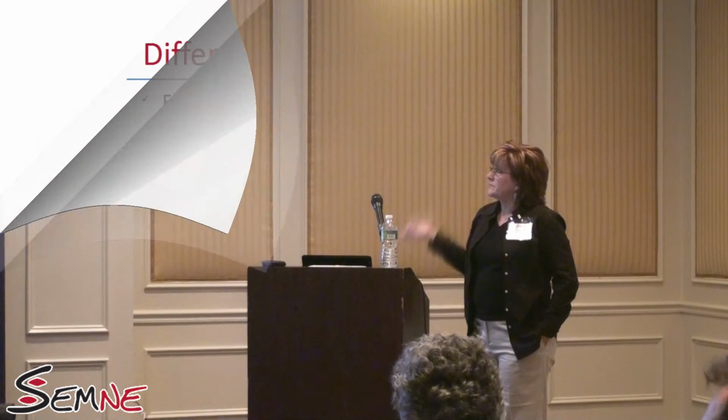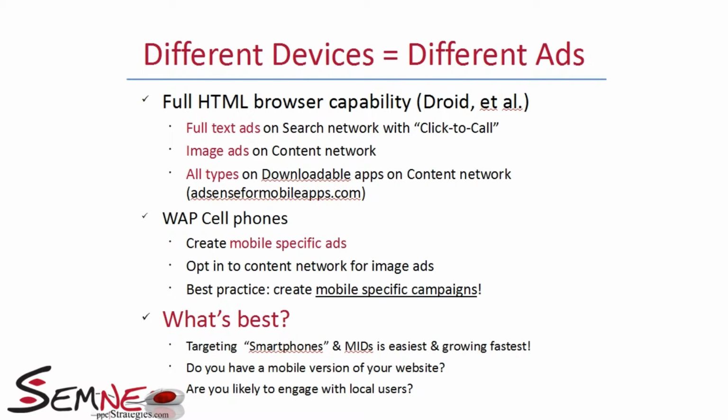Plus, what's really important is they're only going to present the first one or two ads. So you're going to have a different bidding strategy to make sure that you're staying above the fold, otherwise you've kind of wasted your time. So different devices, different ads. Pretty simple. If you've got the Droid or the iPhone, you're going to see the full text ad with the click to call. If you've developed an image ad, that will be displayed on the content network. So it's no different than a PC, really, with the exception of the click to call feature.